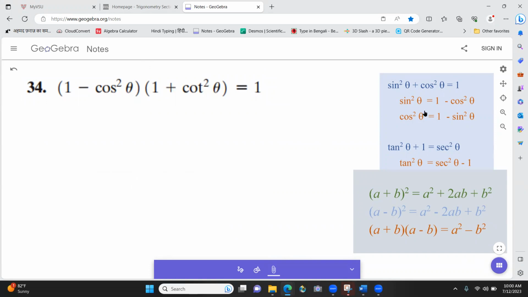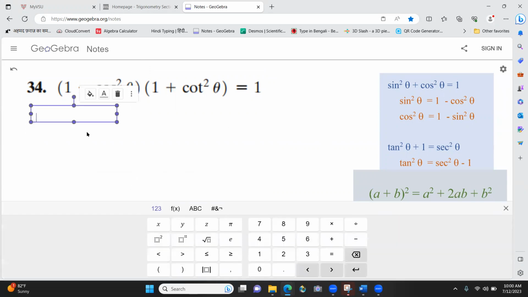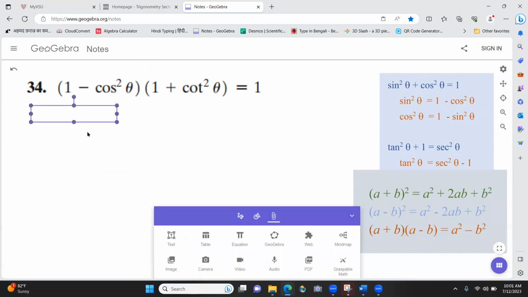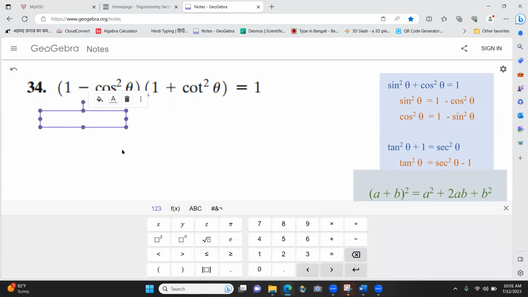1 minus cosine square theta. I like to take the complicated side. It happens to be the left-hand side, clearly. I would like to simplify it. That's how I handle these problems. So instead of 1 minus cosine square theta, I can simply write sine square theta. Why? The trig identity, the first orange trig identity on my right.